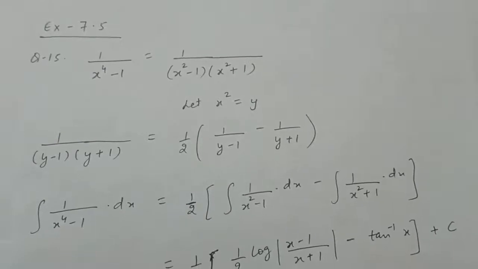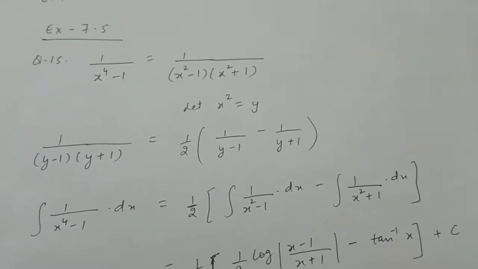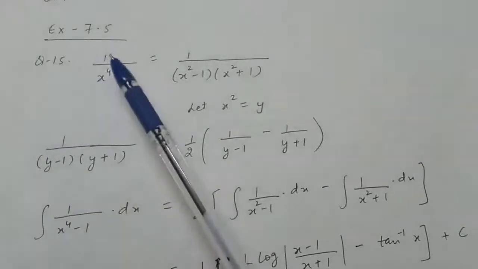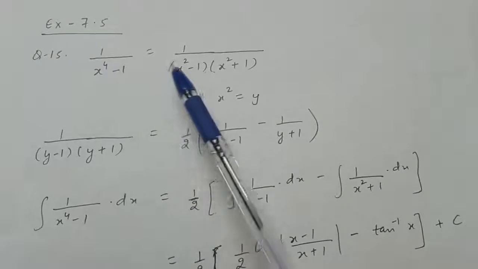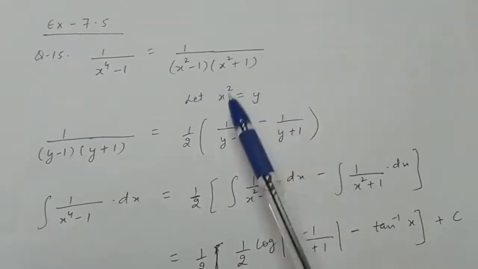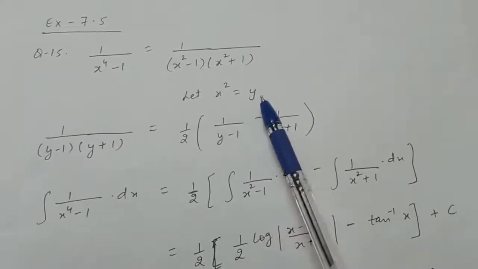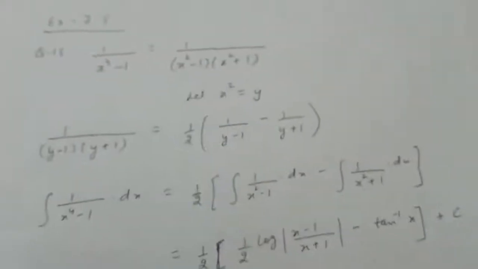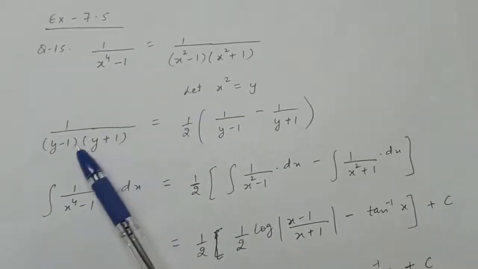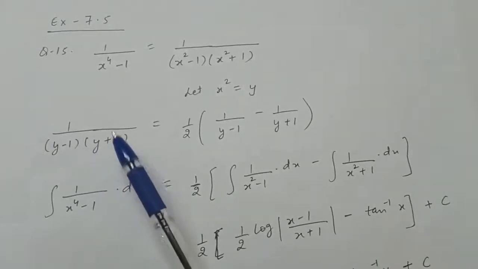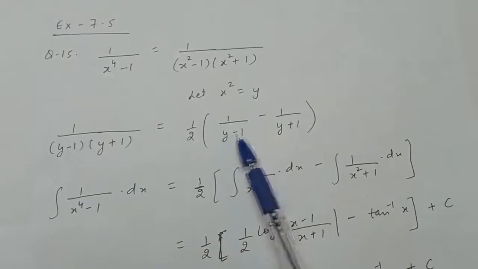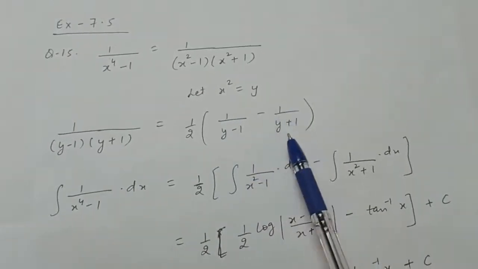So question 15 is to find the integral of 1 upon x raised to the power 4 minus 1. First of all, this can be written as x square minus 1 into x square plus 1, right? Now let x square equal y for the simplification of the given function. Now this will become 1 upon y minus 1 into y plus 1, and this can be written as 1 by 2 into 1 upon y minus 1 minus 1 upon y plus 1.